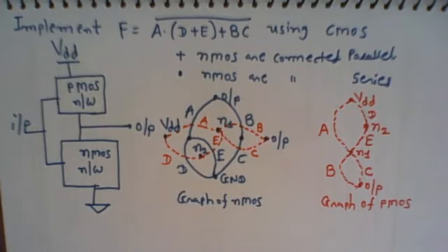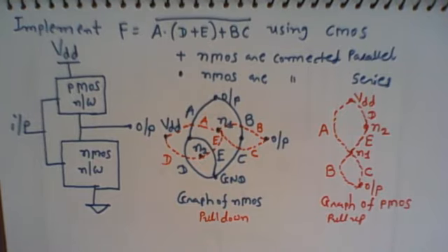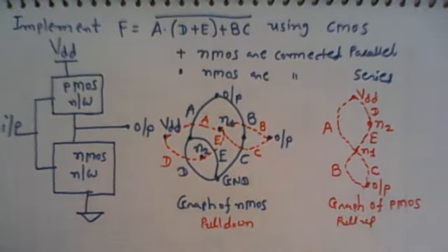Right. So this NMOS network graph is called the pull down graph, and this is called the pull up graph. Pull down graph and pull up graph. So from this graph, let's draw the network.